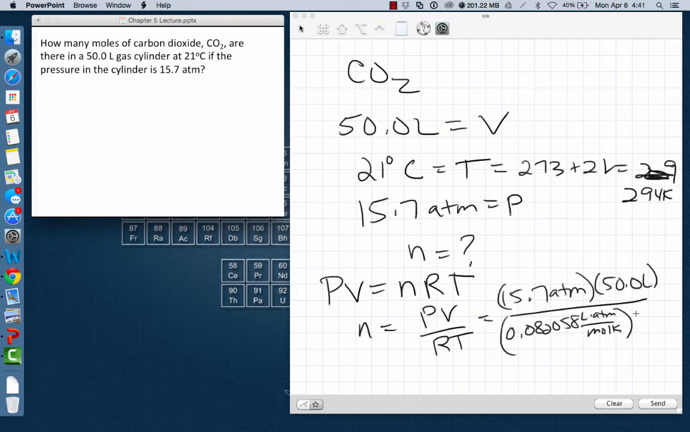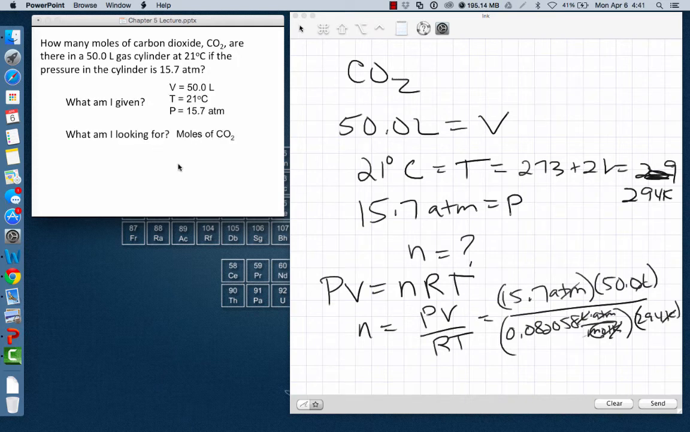And here's our T, 294 Kelvin. So let's make sure that all of our units cancel. Here's our atm, there's our liters, here's our kelvins. So we're left with moles in the denominator. So it's the denominator of the denominator, so it's going to go up there, and we're going to end up with just moles.